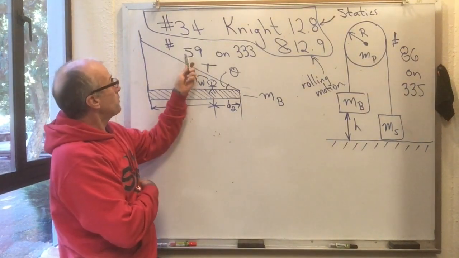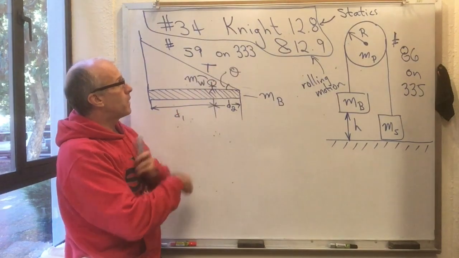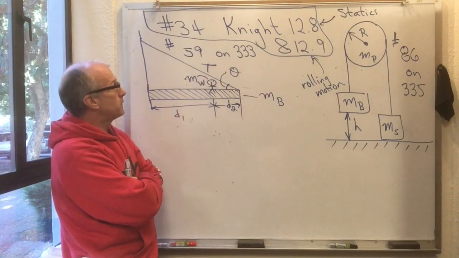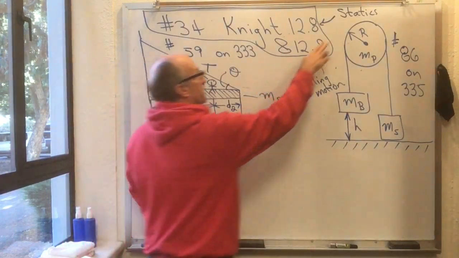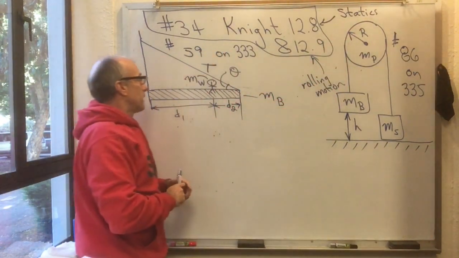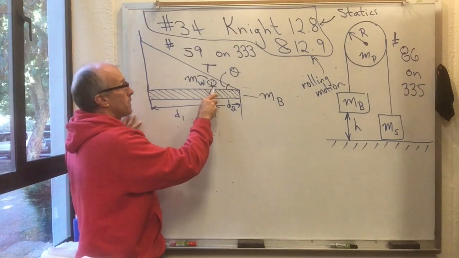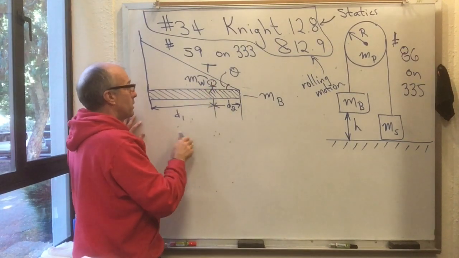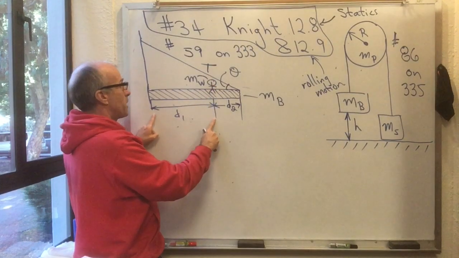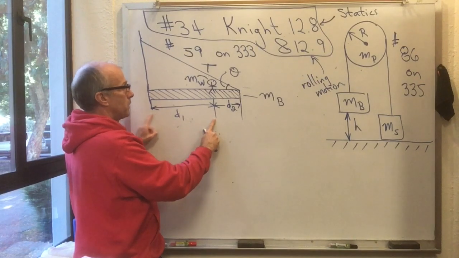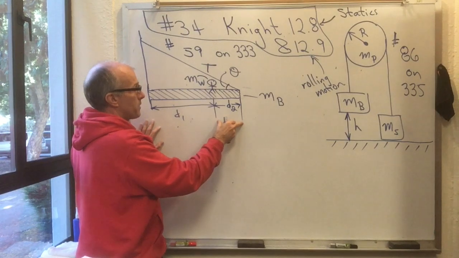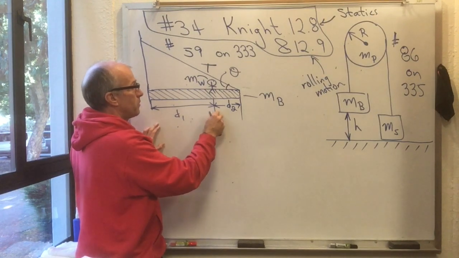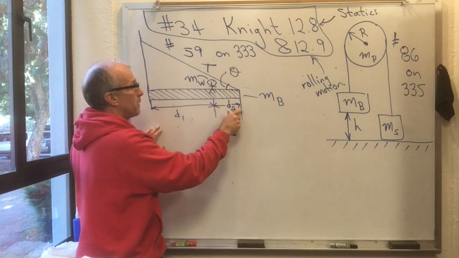So the first problem is number 59 on page 333. And this is an example of the subject of statics. What you've got on this problem is a construction worker who's at a distance D1 from the wall. And then the total length of the beam is D1 plus D2, because the end of the beam is a little bit further.